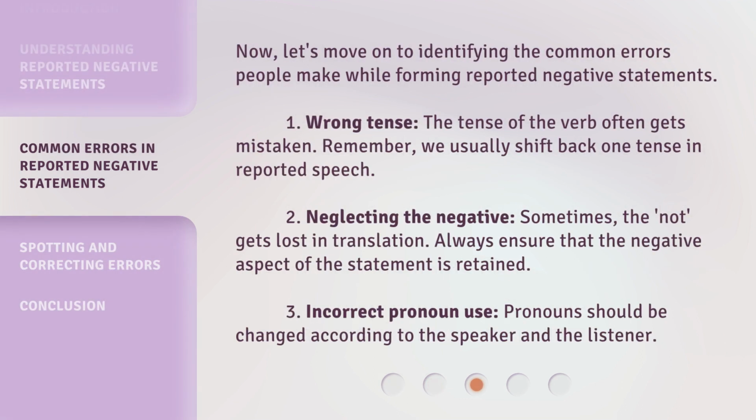Now, let's move on to identifying the common errors people make while forming reported negative statements. 1. Wrong tense. The tense of the verb often gets mistaken. Remember, we usually shift back one tense in reported speech. 2. Neglecting the negative. Sometimes, the "not" gets lost in translation. Always ensure that the negative aspect of the statement is retained. 3. Incorrect pronoun use. Pronouns should be changed according to the speaker and the listener.